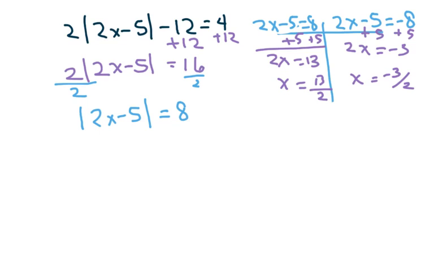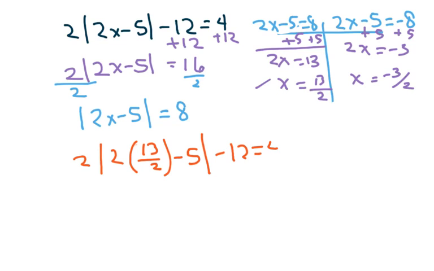All right, now we have to check this. Let's check this one. We have 2 times the absolute value of 2 times 13 over 2 minus 5, minus 12 equals 4. Does that equal 4? This right here is 13, so we have 2, these 2 cancel. We get 13 minus 5.